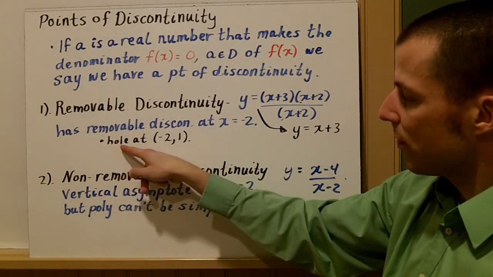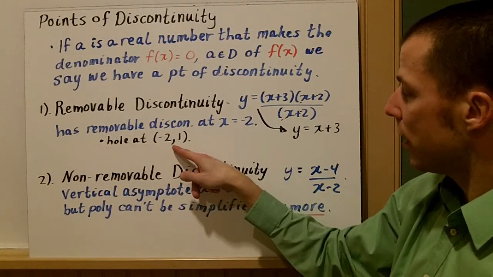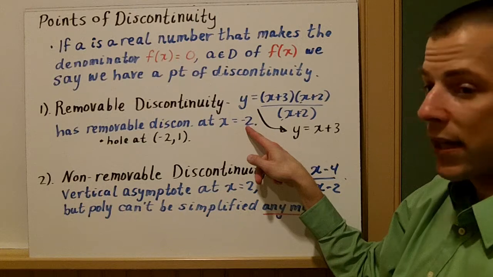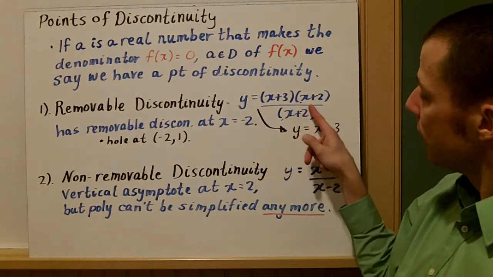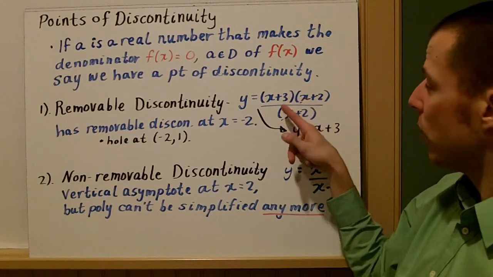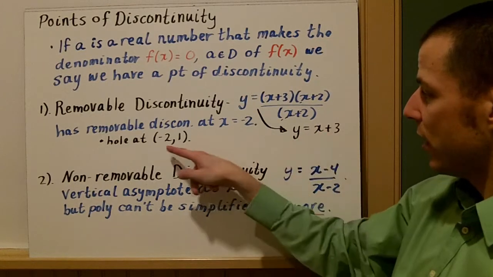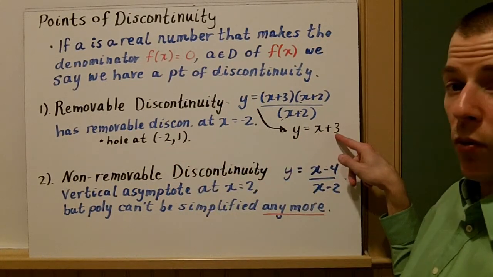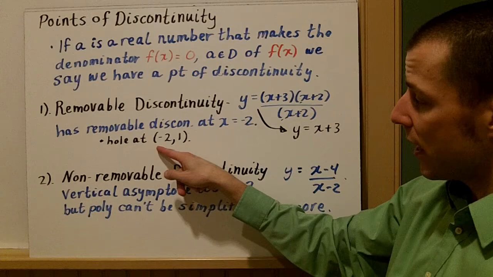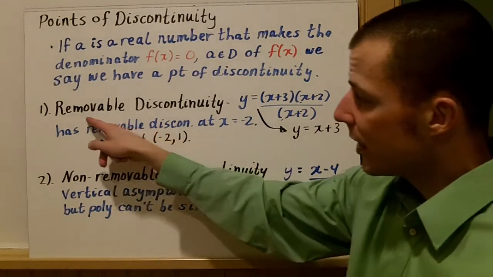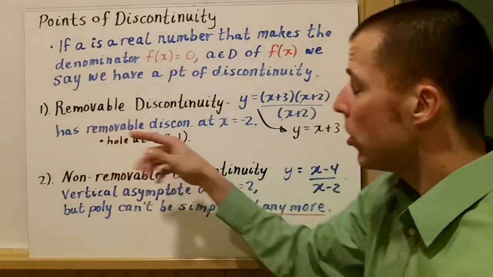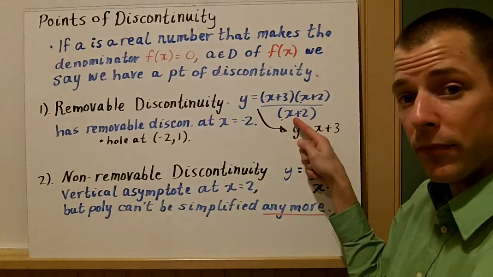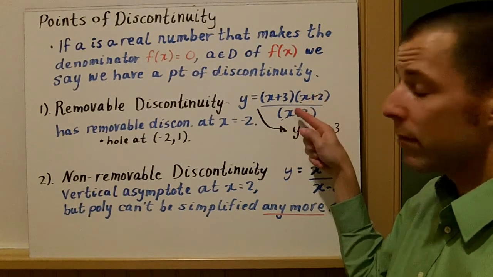So that means there's going to be a hole at -2, 1. Because if we plug -2 into what remains, x plus 2 over x plus 2 becomes 1, you're left with just x plus 3. So if we plug -2 in there, we get 1. So the hole would be at -2, 1. So that's what it means to be removable. We see the 0, but it can be removed.